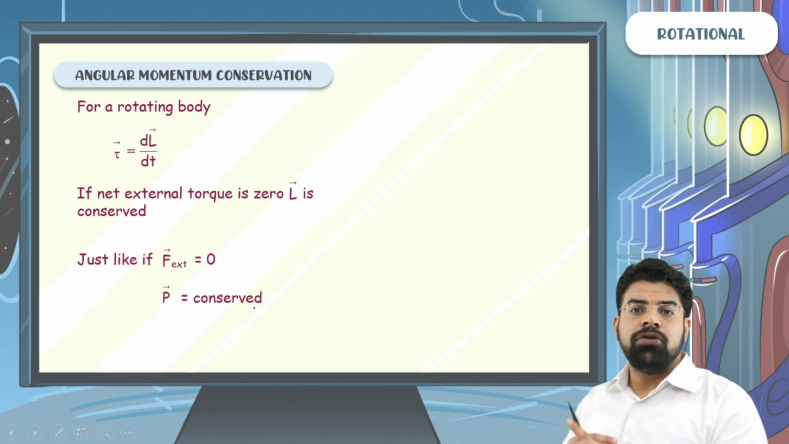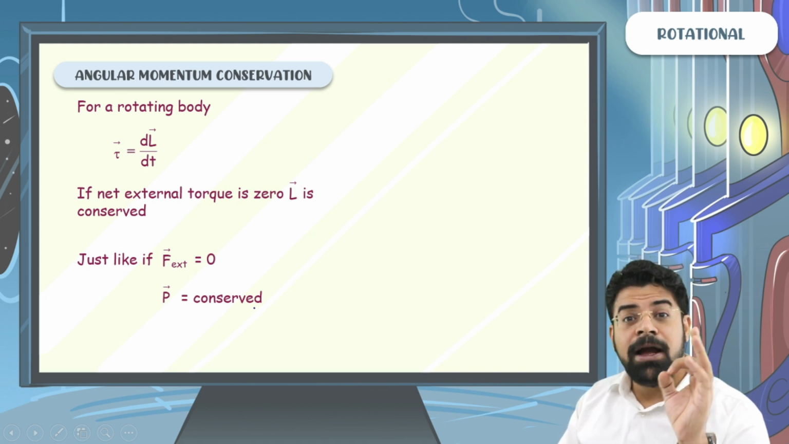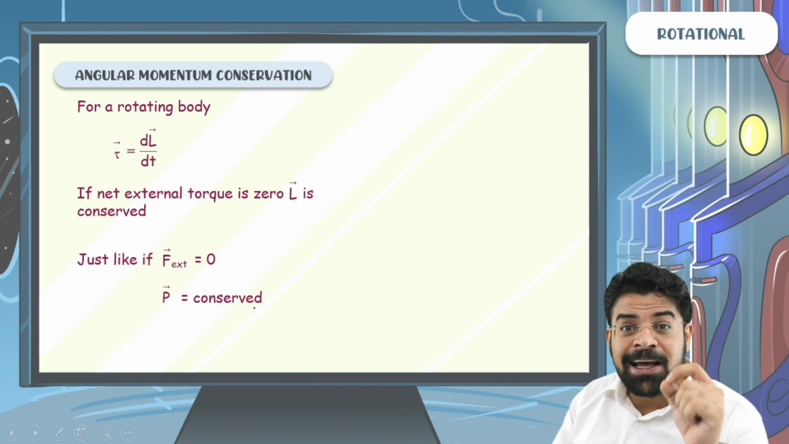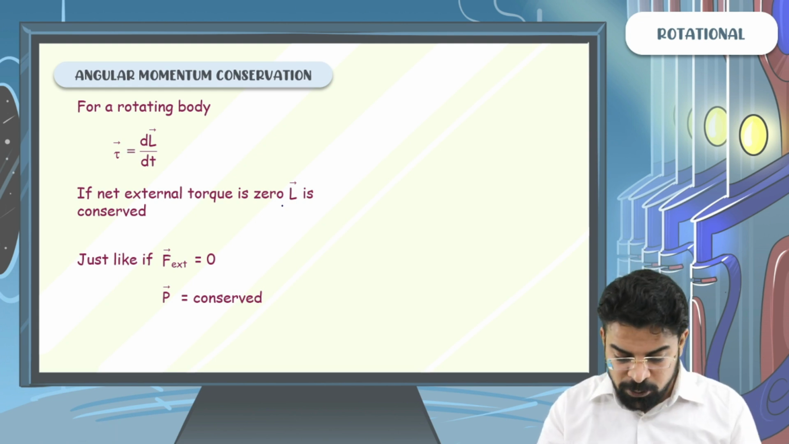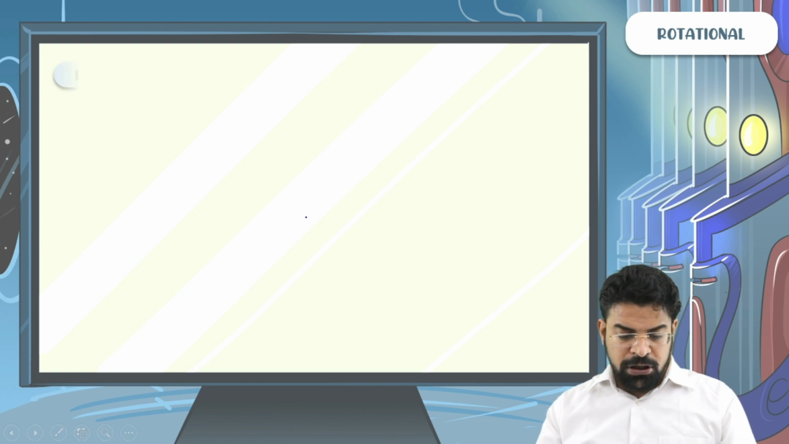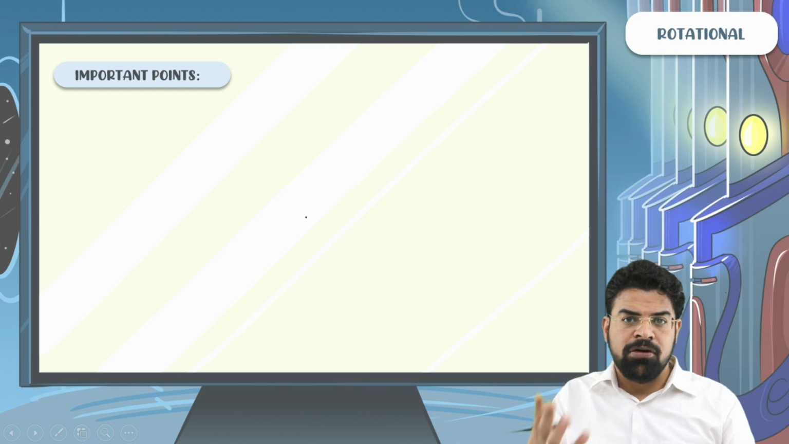So when do you do momentum conservation? When the net external force is zero. When do you do angular momentum conservation? When the net external torque is zero. So if there is no net external torque, then the angular momentum is conserved. Now let's look at some important points about angular momentum conservation.